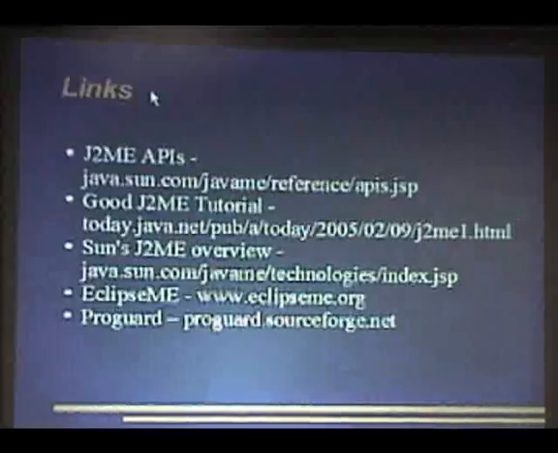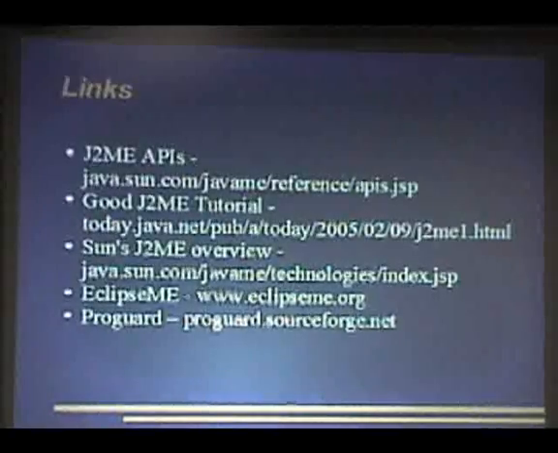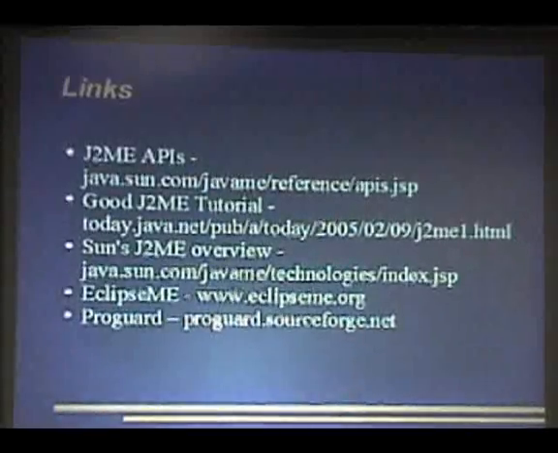Sun's APIs, of course, are sometimes good and sometimes not so good, but they really helped me a lot when I was working on my app. I used the set of tutorials from today.java.net that talk about the low-level stuff and the canvas stuff, and then they go beyond what I talked about today and talk about the new game canvas, which is, well, I say new, but it's been around for a couple of years, but it's new to MIDP 2.0. EclipseME is eclipseme.org, and ProGuard is ProGuard.sourceforge.net.